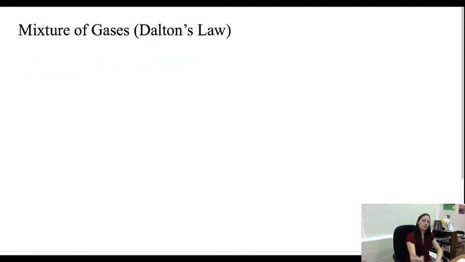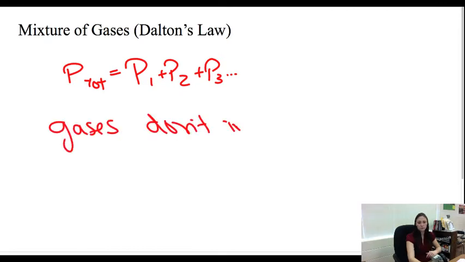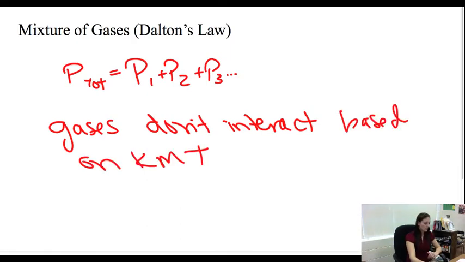The last one is with mixtures of gases. This is what we call Dalton's law, and we looked at this already. So the total pressure equals the pressure of 1 plus the pressure of 2 plus the pressure of 3, or however many you have. This works because the gases don't interact, and this is just like we said in the kinetic molecular theory. The gases do not interact.